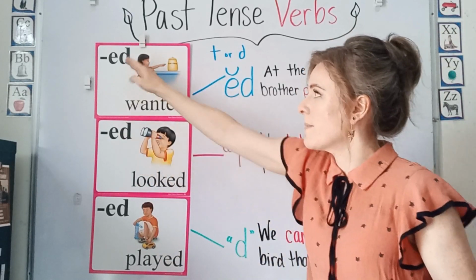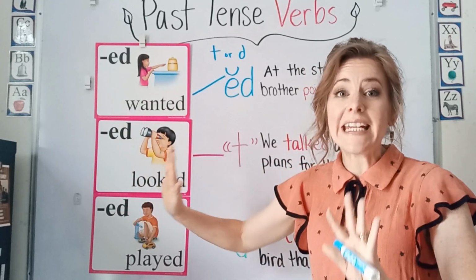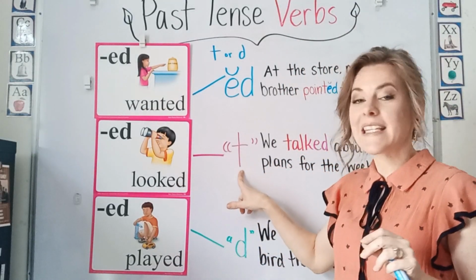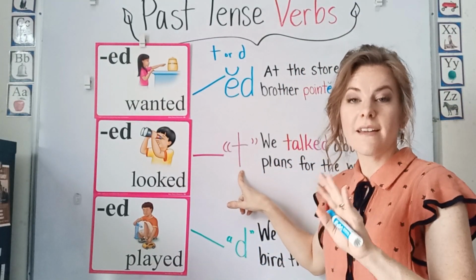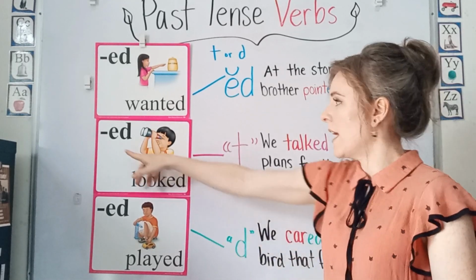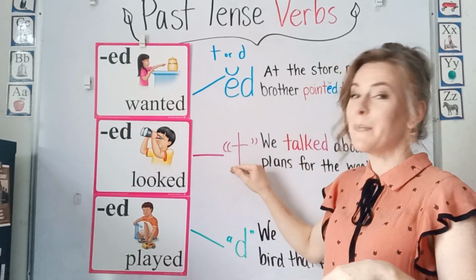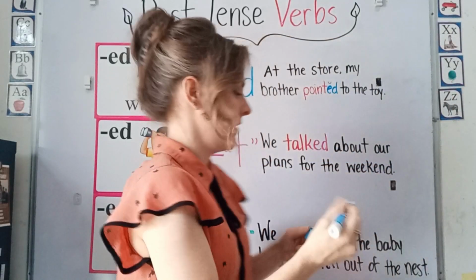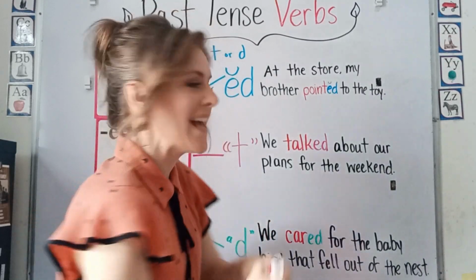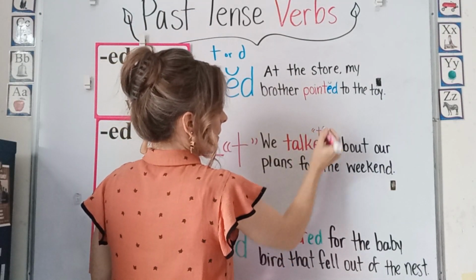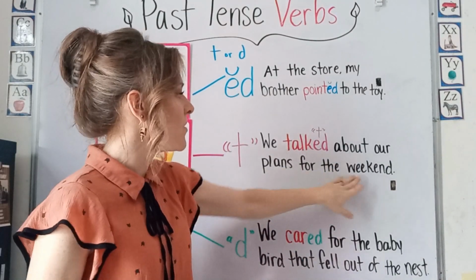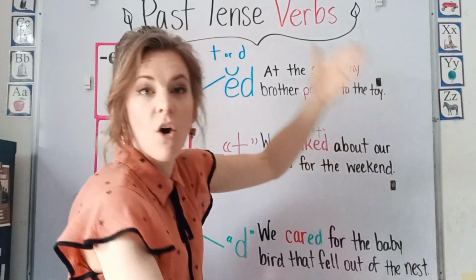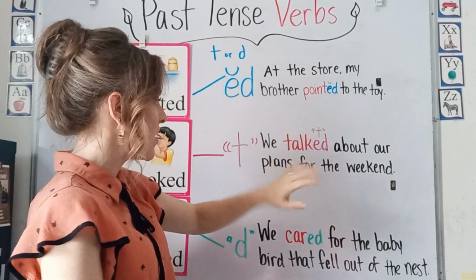Okay? Now our next one is t in looked. Now this one, you spell them all the same. They are all ed, which makes it a little bit tricky, but this one makes the T sound. It says t, okay? Just a T sound, not an E, not a D, but a T, okay? We talked, with a T sound. We talked about our plans for the weekend, okay? So this is something that we've already done. It's in the past. We've already talked about it. It's over. It's finished. It's already happened.